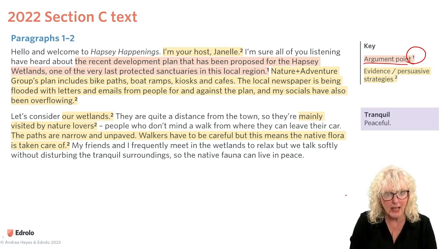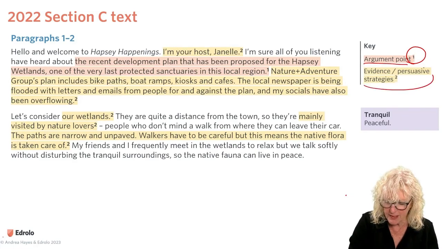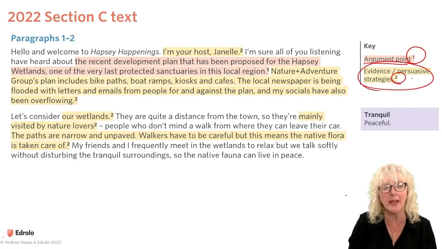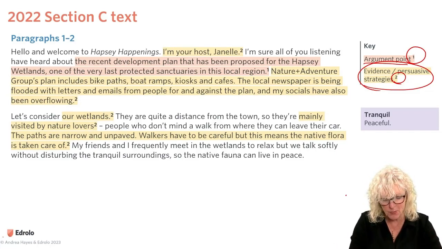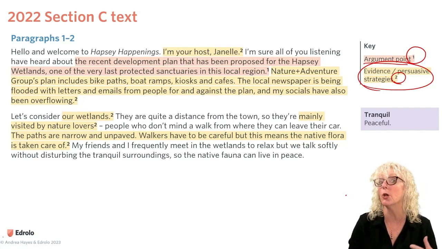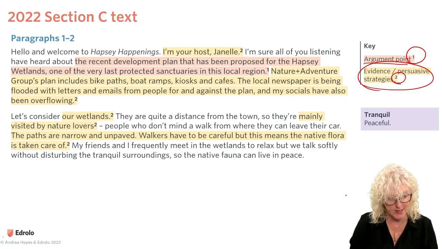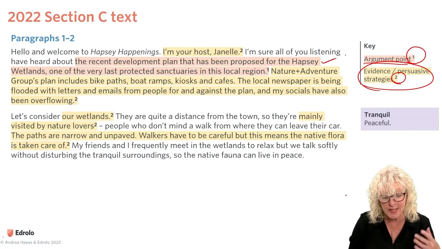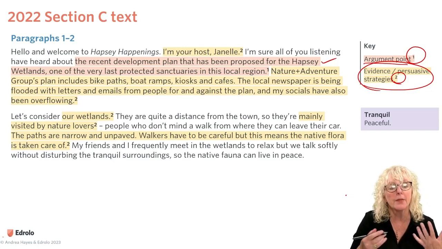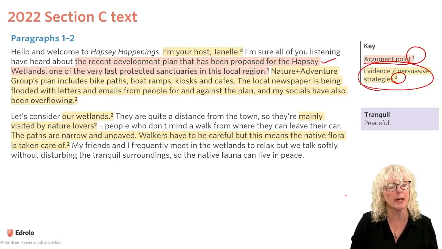And the yellow shading refers to evidence and persuasive strategies used, and that has the superscript number 2. And this will be in different places in the paragraph, but often you usually see the argument point early on in the paragraph. So let's have a look here. We've got an argument point very early on: recent development plan that has been proposed for the Hapsi wetlands, one of the very last protected sanctuaries in this local region.